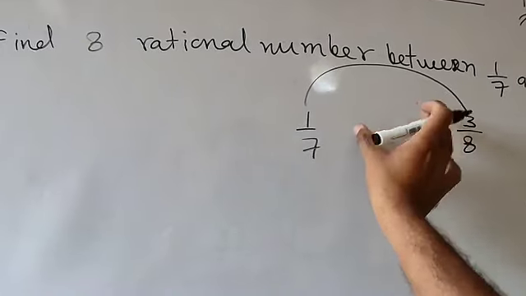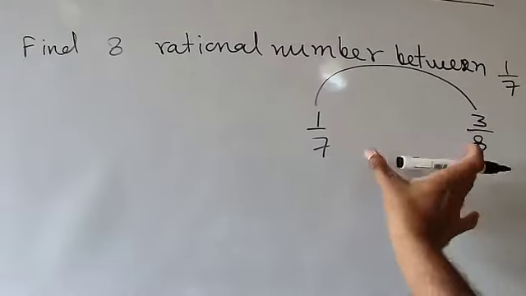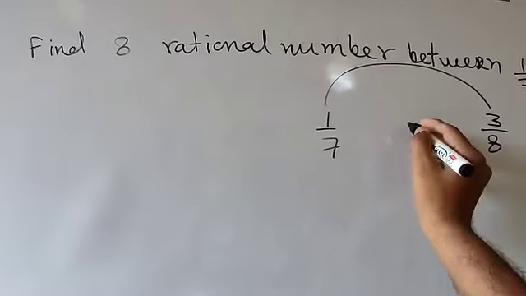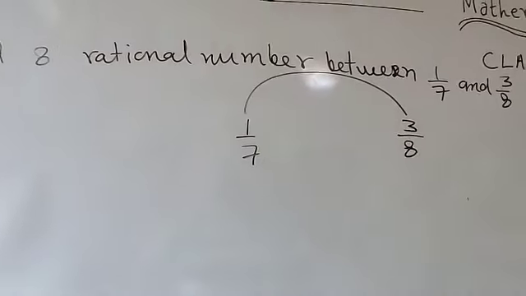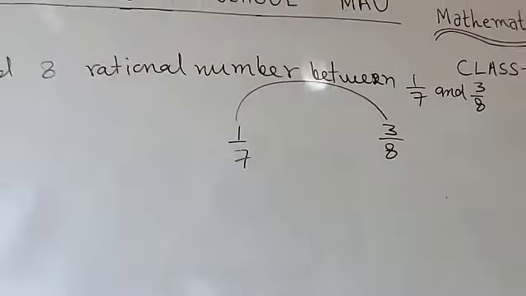First you will find 1 rational number between these: you add these two and multiply by 1 by 2, and you will get a rational number. Here again you need to repeat the same method, so it will take too much time. Here I am going to explain how to find 8 rational numbers between 1 by 7 and 3 by 8 easily. So here 1 by 7 and 3 by 8, these are the two numbers.